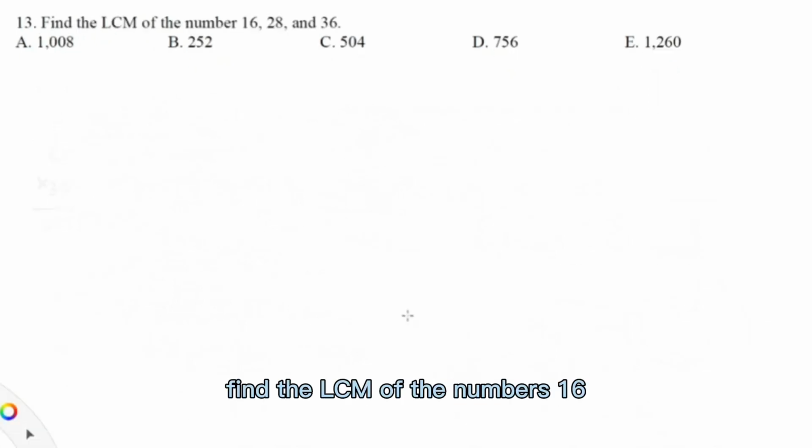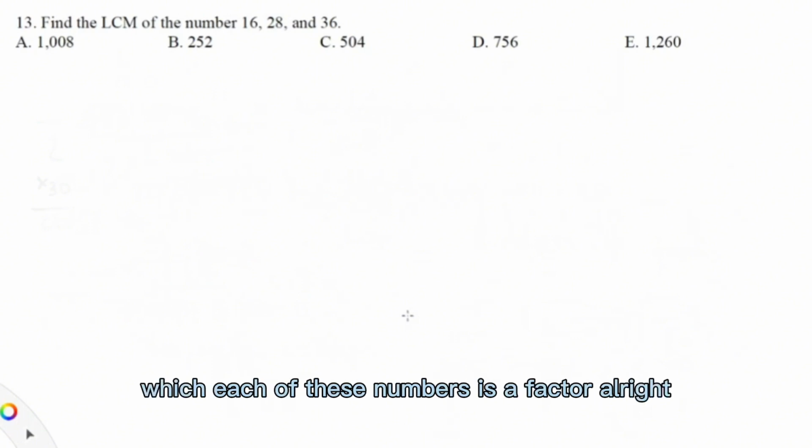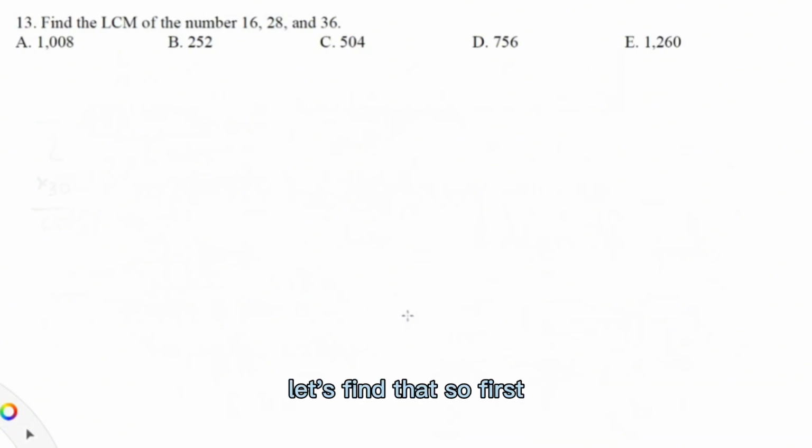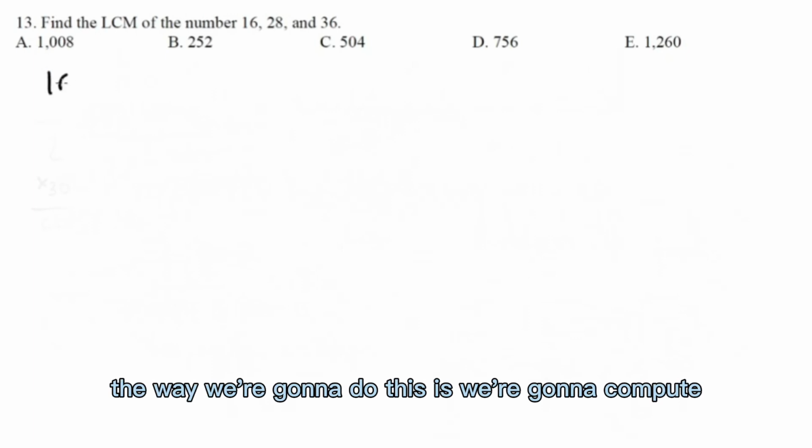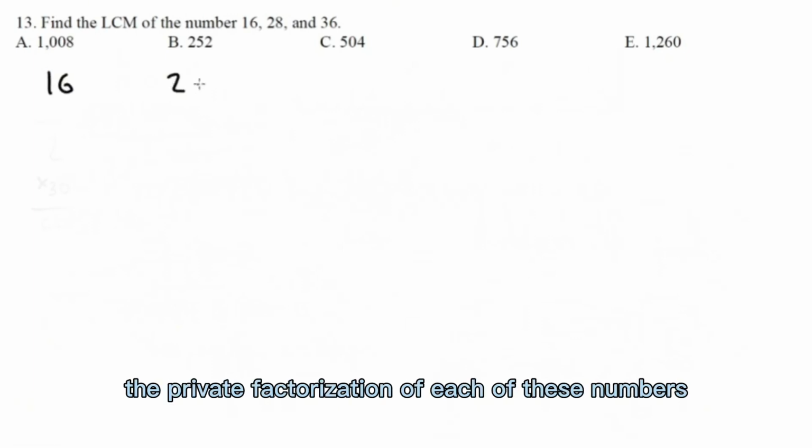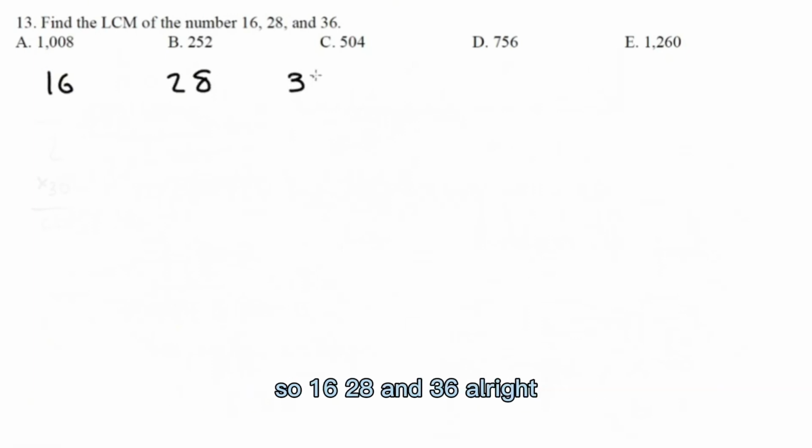Next, number 13. Find the LCM of the numbers 16, 28, and 36. Alright, so LCM is the least common multiple, meaning the smallest number which each of these numbers is a factor of. Alright, let's find that. So first, the way we're going to do this is we're going to compute the prime factorization of each of these numbers. So 16, 28, and 36.